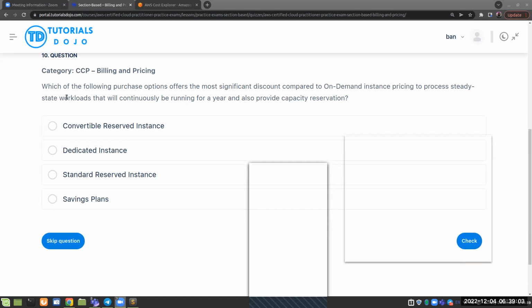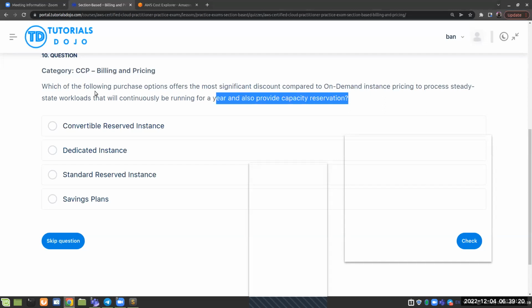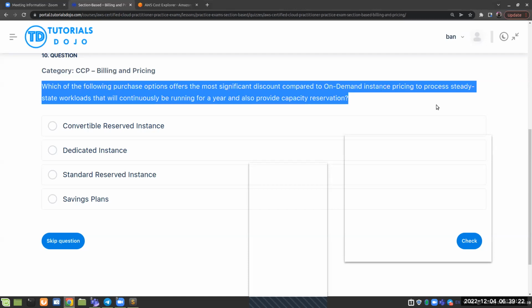Kinyo, just for you: which of the following purchase options offers the most significant discount compared to on-demand instance pricing to process steady-state workloads that will continuously be running for a year and also provide capacity reservation? So what's the important phrase?